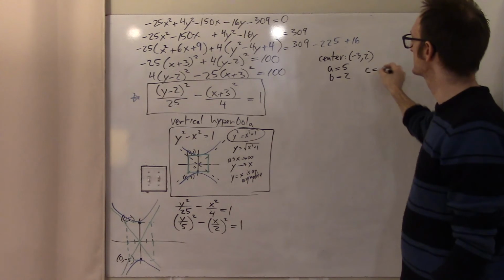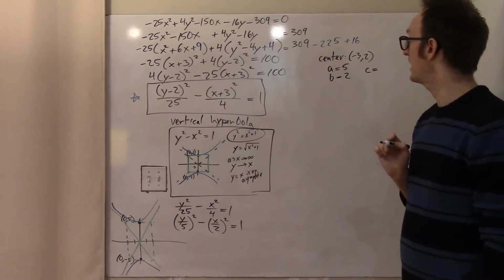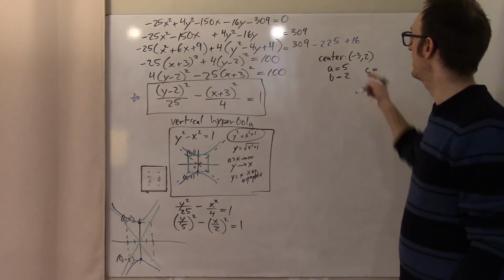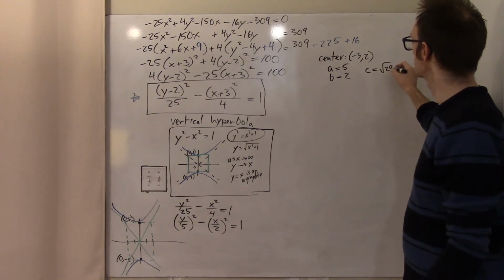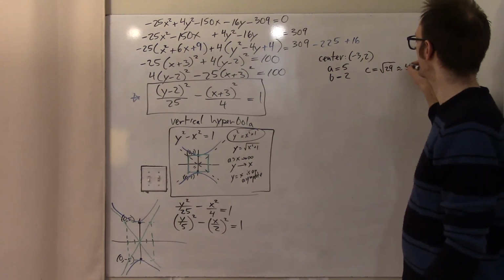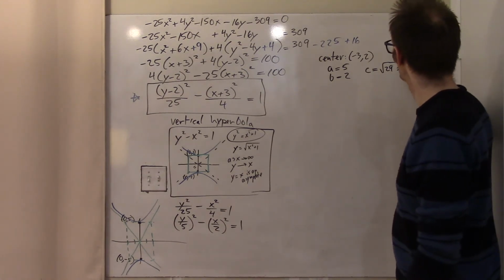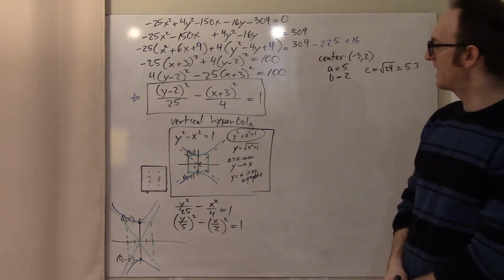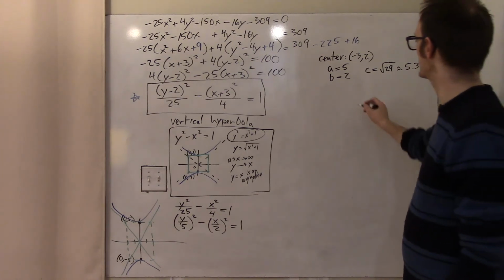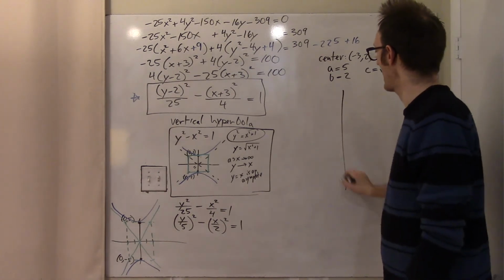C is going to be, it's just going to be root 29. So it's going to be like, I don't know, whatever that is, 5.2 or something like that. 5.3 maybe. Who knows? Who cares? And I'm ready to just graph this thing. So let's graph it now.